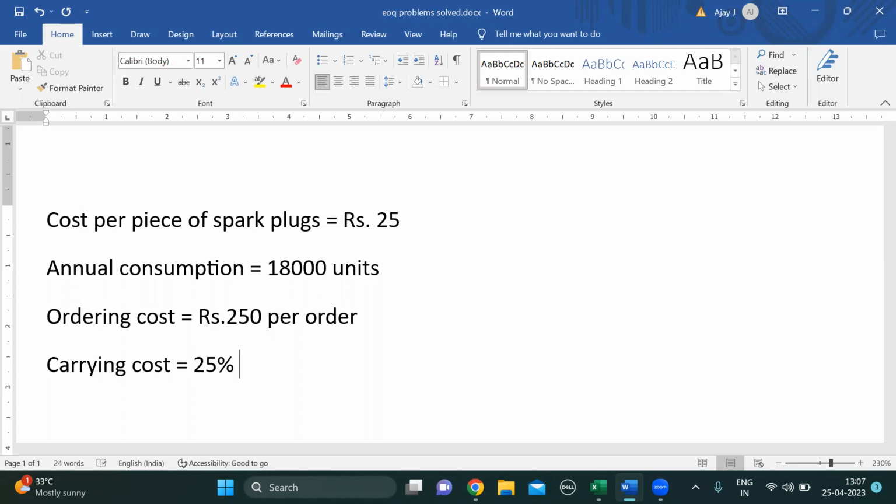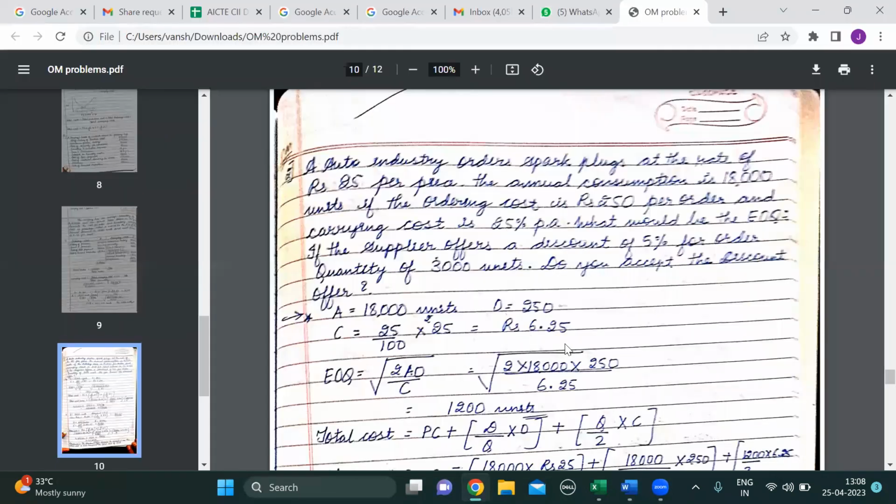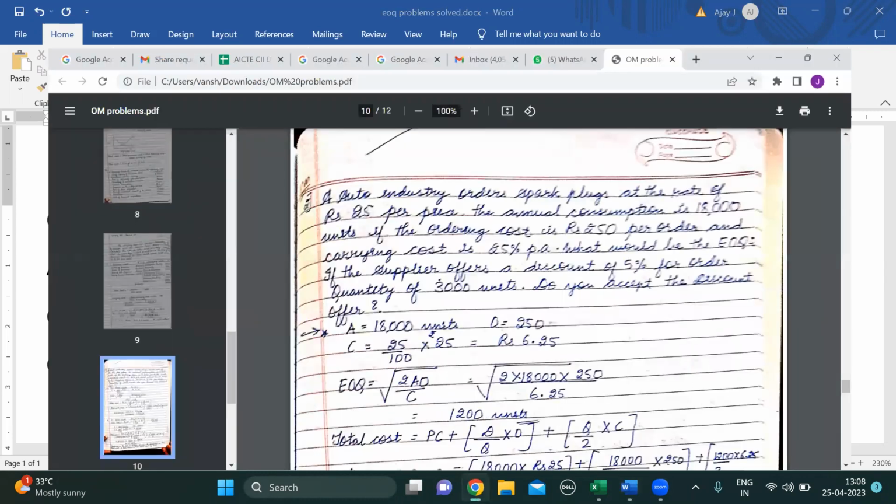So if I want it in rupees, I have to do cost per unit into carrying cost percentage. So we will find it. Cost per unit is 25 rupees, which is given here above. Cost per piece of spark plug into 25%, we'll do 25% of 25 rupees to find the carrying cost. So done it here, it is 6.25 rupees. So rupees 6.25 is our carrying cost. Okay, let's see what they've told us to find.